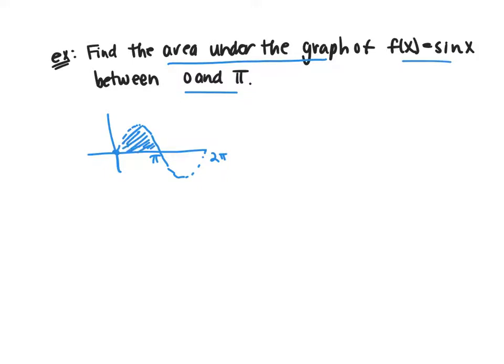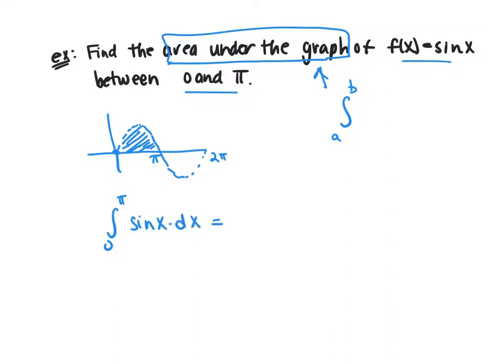So this right here. So anytime we see area under the curve, we need to think integration. We are going to integrate from our endpoints of a to b, or in this case, 0 to pi. So we're going to integrate from 0 to pi, and we have sine of x dx. Do not forget the dx.